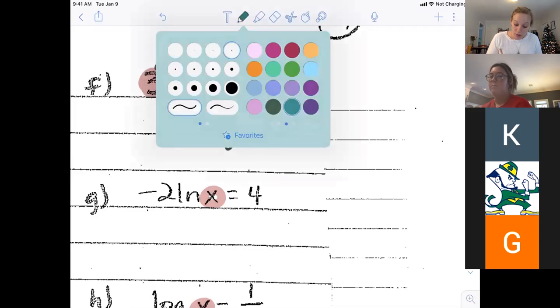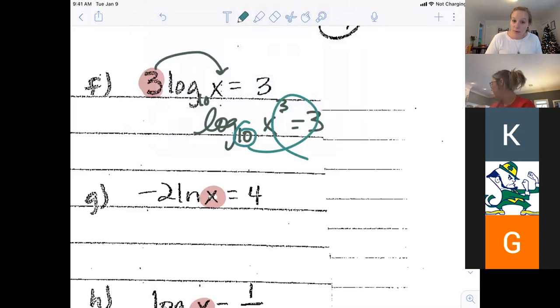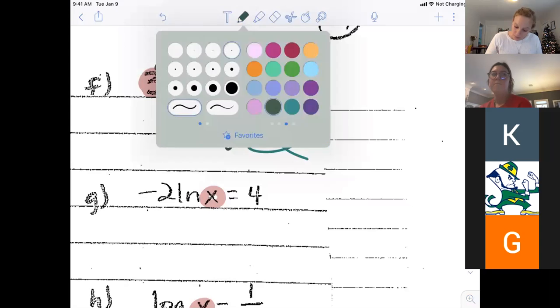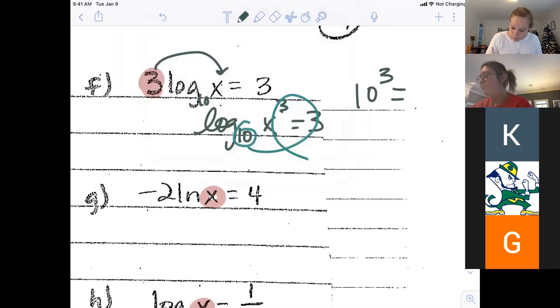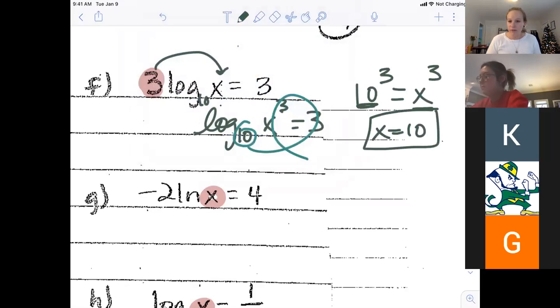We can still log roll that. 10 to the 3rd equals x to the 3rd. All right, pause. They both have an exponent of 3, which means that the base must be the same. So that means that x must be 10 in order for this statement to be true.